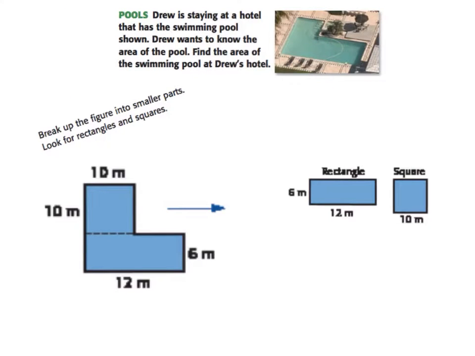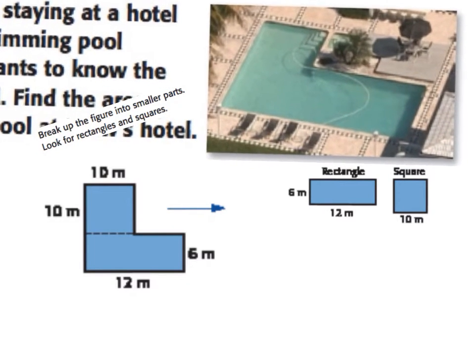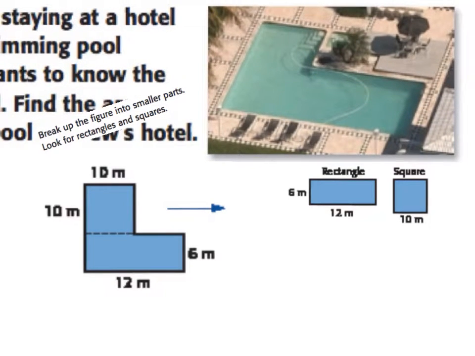The first example we're going to look at is of a swimming pool, and it says Drew is staying at a hotel that has a swimming pool that looks like the picture next to it. He wants to find the area of the swimming pool at his hotel. So if I zoom in on just the picture of the swimming pool, it's going to look kind of like the blue figure that's already drawn there.